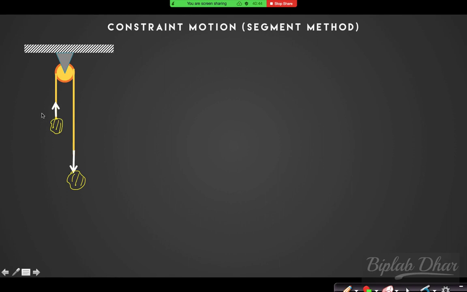I do not know the value of its velocity or acceleration. Let us assume it has moved upward in a small time interval delta t by delta x1, and the other has come down by delta x2. It is very easy to understand from this diagram that delta x1 must be equal to delta x2. Can anyone tell me why I can say that delta x1 equals delta x2? Because the length of the rope is constant.